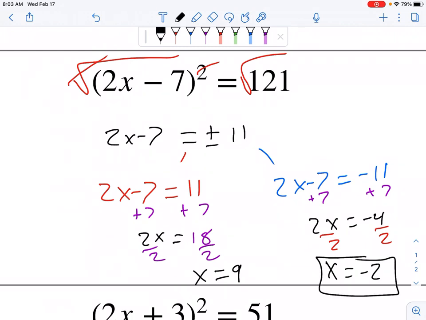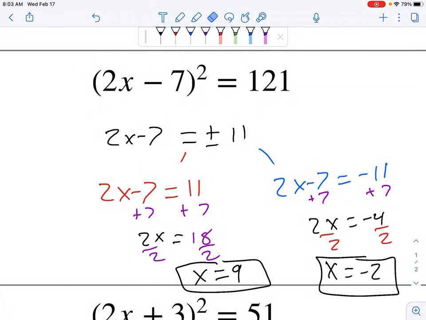So these are the 2 values that, if I were to plug them in, would make our original equation true. So we do some quick mental math here. If this was a 9, 2 times 9 is 18, minus 7 is 11, and then 11 to the second power is 121. Over here, if I plug in a negative 2, I'm saying 2 times negative 2, which would make negative 4, minus 7 is negative 11, and negative 11 to the second power is 121. Okay?